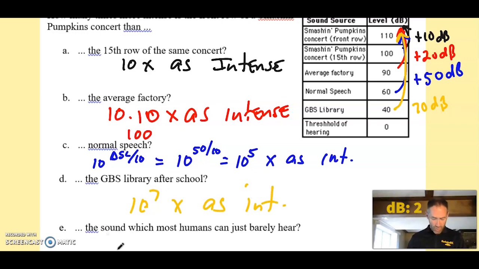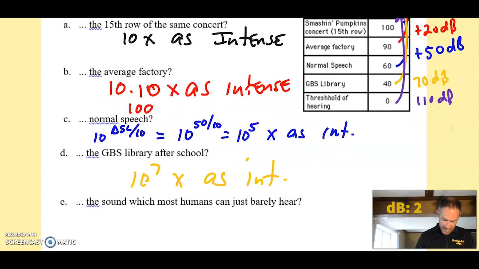And the sound which most humans can barely hear, which is our threshold of hearing, that's going to be a 110 decibel difference. And so that's going to be 10 to the 11th times as intense. See where I got that from? I took that 110 divided by 10. I got 11 times. That's 11 times you add 10 decibels, 11 times you multiply by 10. So 10 to the 11th times as intense.